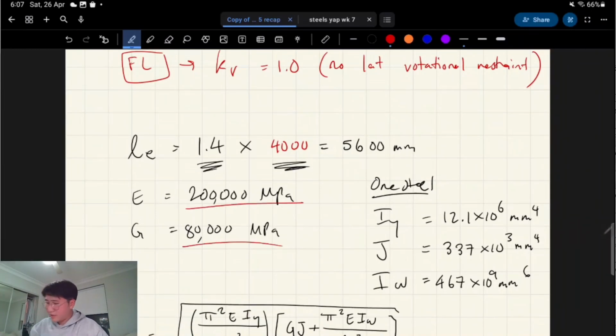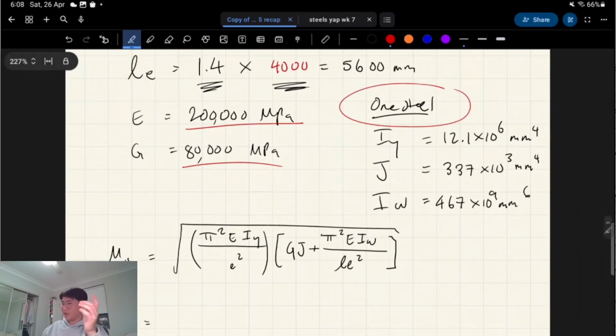So we have our standard material values, right? Elastic modulus is 200,000 MPa. Shear modulus is 80,000 MPa. That's standard. That's across the entire course. On One Steel, what you want to nab here is IY, J, and IW. So that's your moment of inertia in the weak direction, the minor direction. J is your torsional constant, and IW is your warping constant. So grab all that from One Steel.